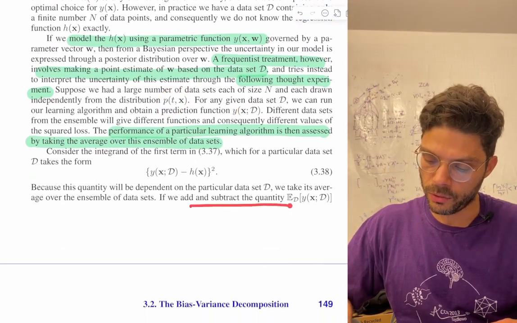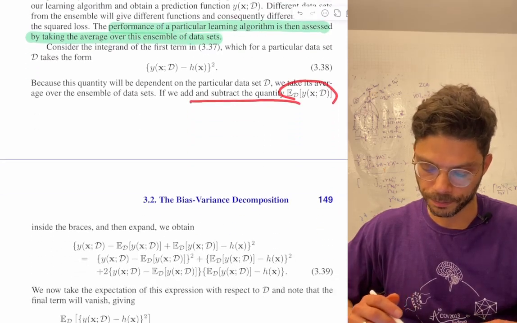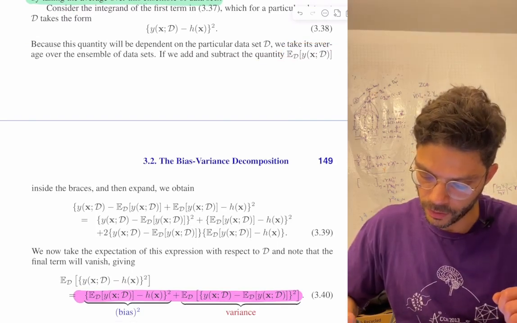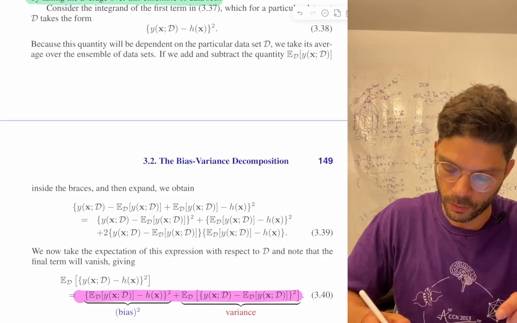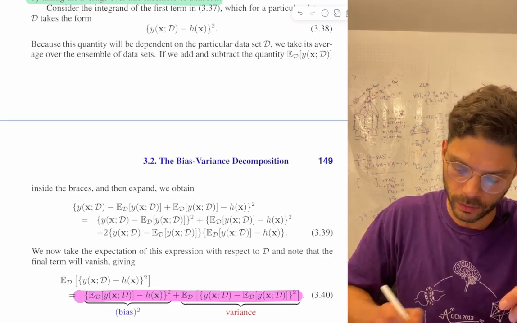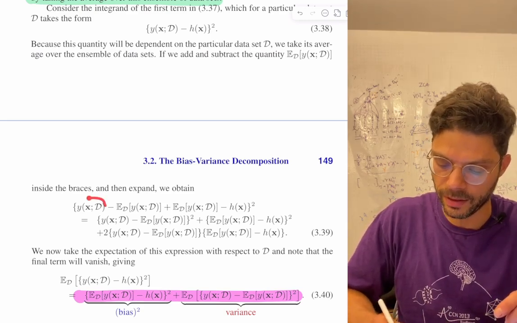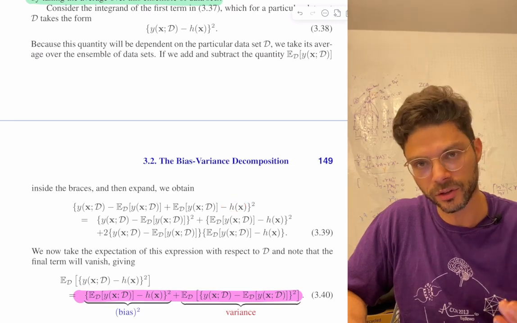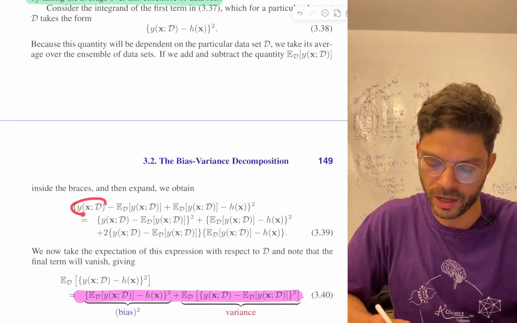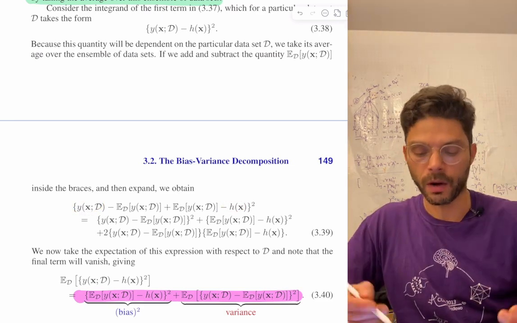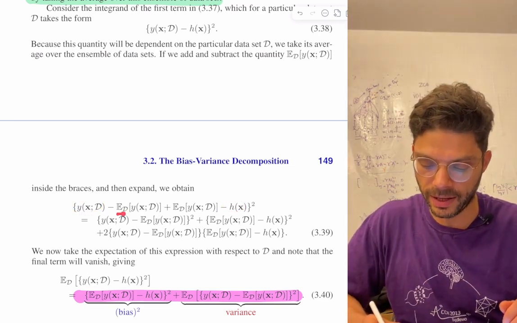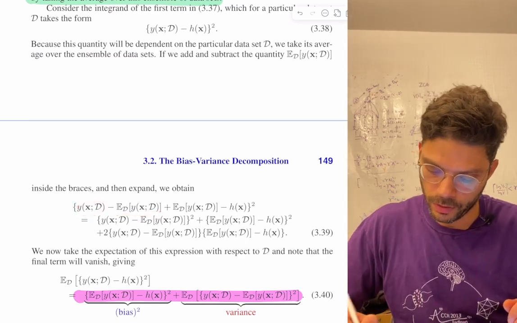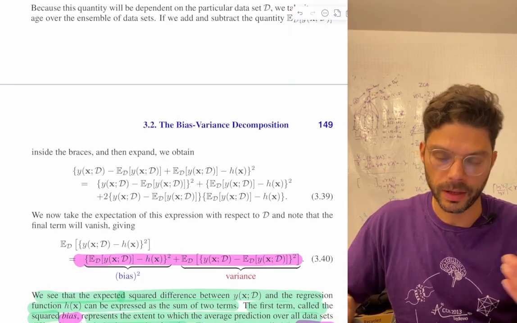So we add and subtract the quantity, the expectation over D, inside the braces, and then expand. Let's look at what he's doing. We were subtracting h of x, the value we're after, that decision theory told us to report, from y of x given D, the value that we actually are reporting based on this data set. Now we've added and subtracted the mean value of this across data sets. And now we just expand.